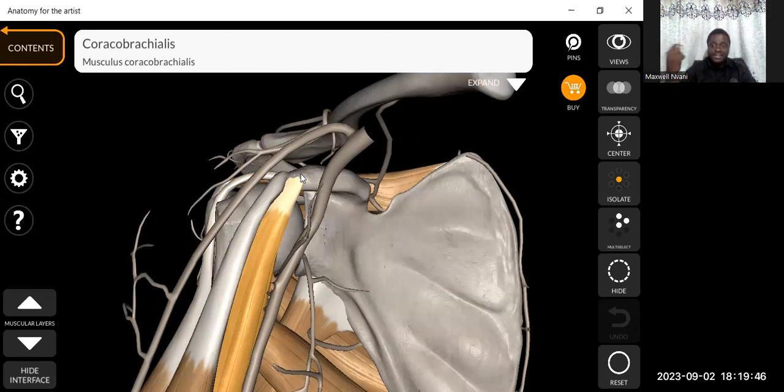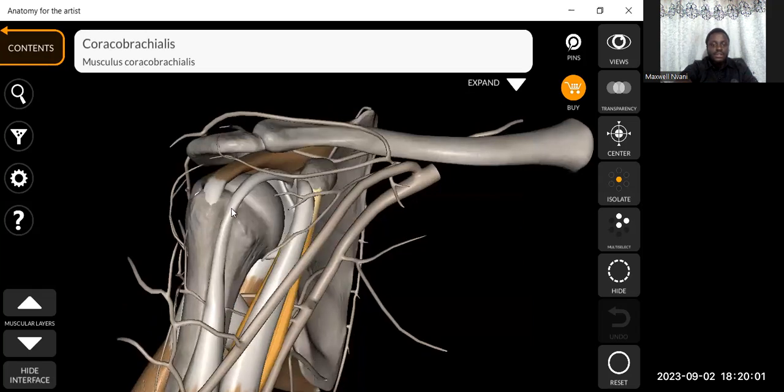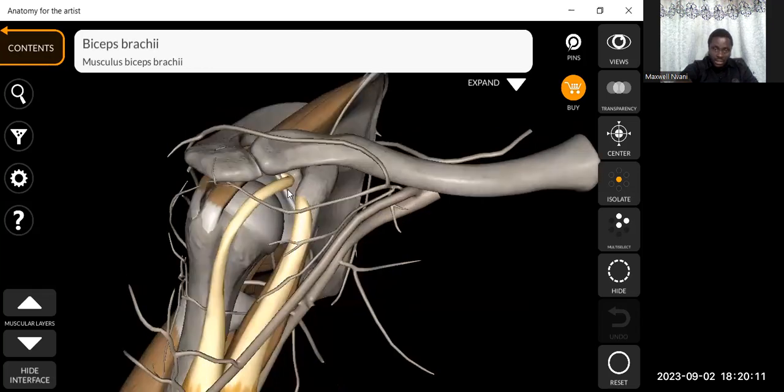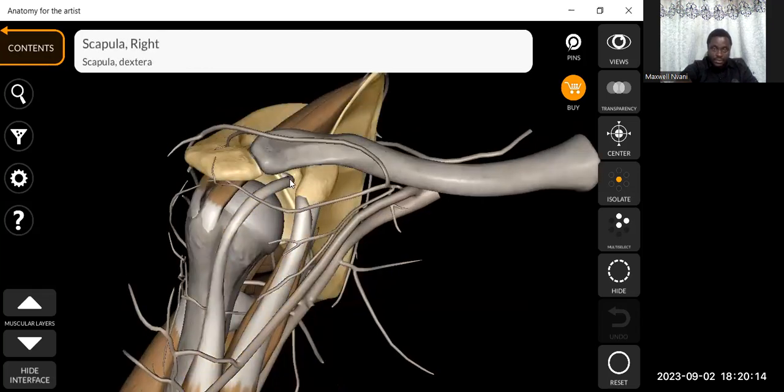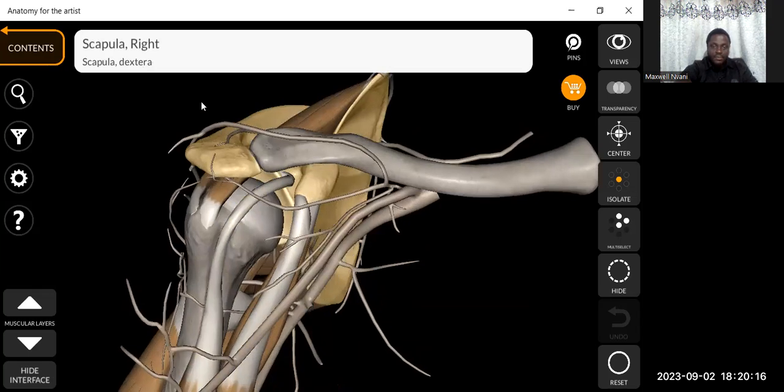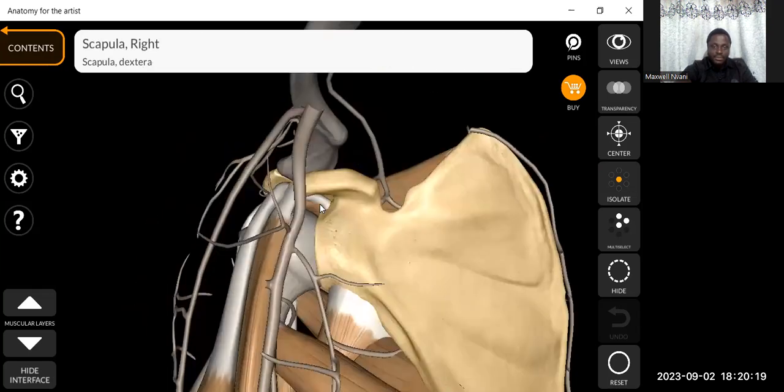Come your practical, your viva, we can ask you what is attached there. It's the coracobrachialis and the short head of the biceps brachii, while the long head goes to the supraglenoid tubercle. Look at the long head here. Okay, it passes through the intertubercular sulcus of the humerus and goes all the way to the supraglenoid tubercle of the scapula. Okay, supraglenoid tubercle of the scapula.